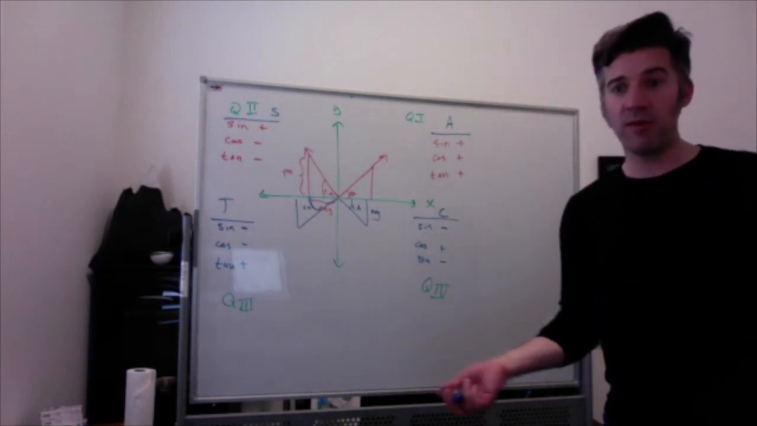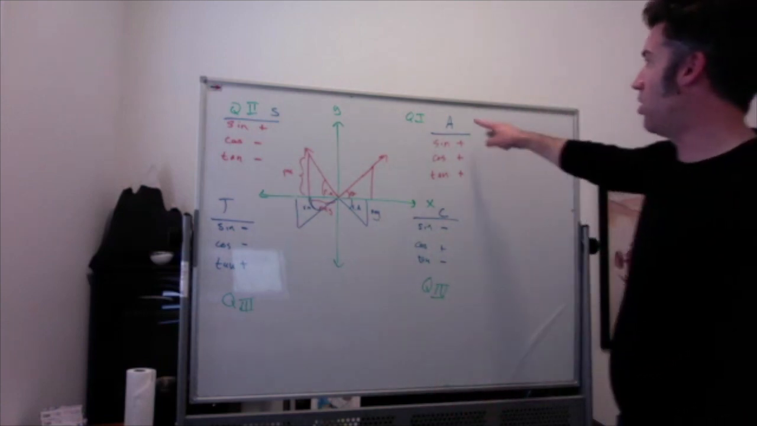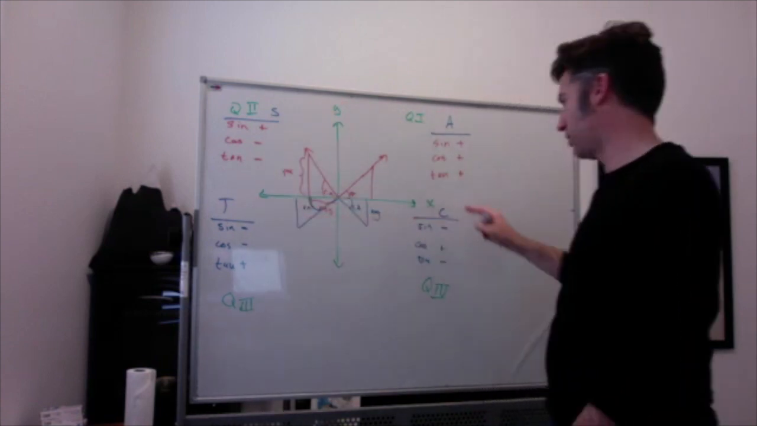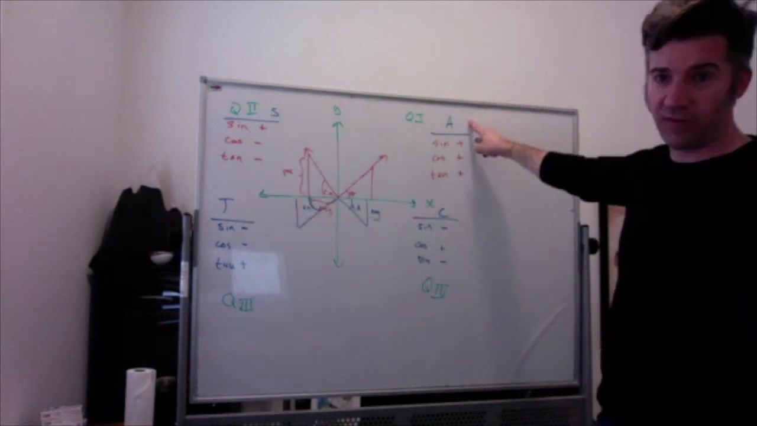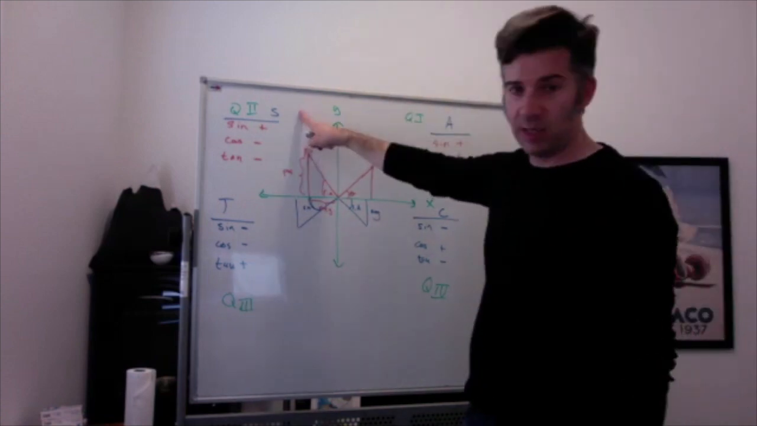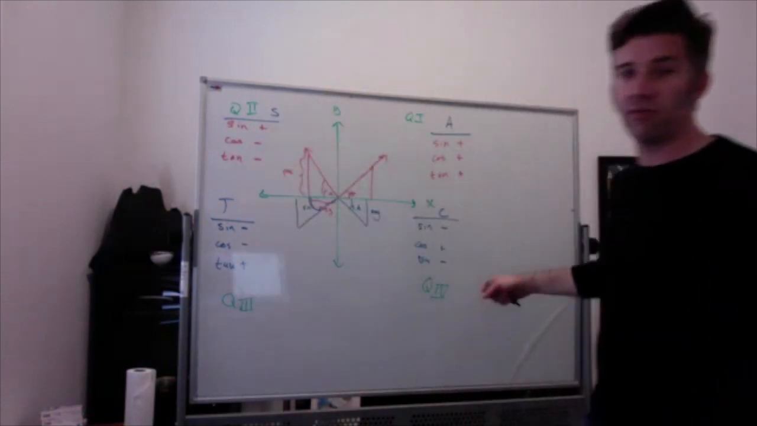So people often remember this by using the mnemonic device: All Students Take Calculus. In quadrant 1, all trig functions are positive. In quadrant 2, sine is positive. In quadrant 3, tangent is positive. In quadrant 4, cosine is positive.